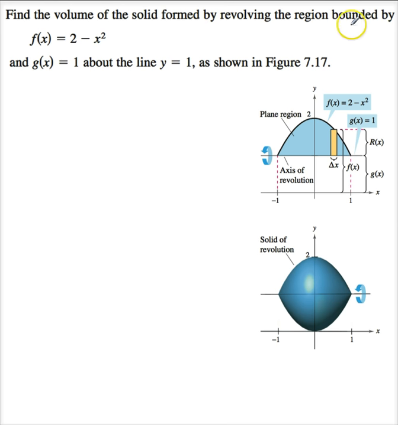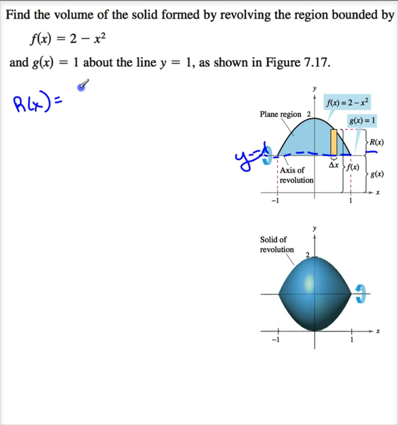Find the volume of the solid formed by revolving the region bounded by 2 minus x squared and the line g equals 1. So here is y equals 1, about the line y equals 1 as shown. So we're going to get this kind of funky looking solid here. All right, now the first thing you need to do is find out what r of x is.